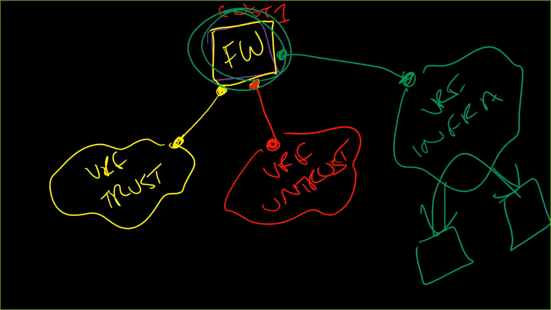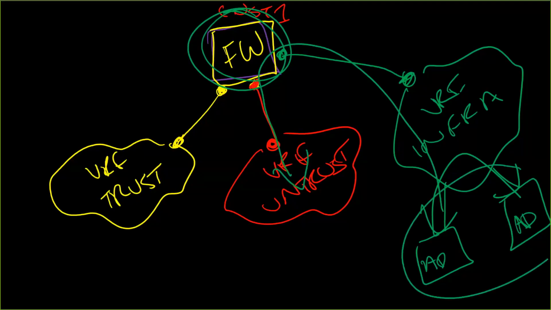But if this was an AD server and this was an AD server, and they both needed to talk to something in the DMZ, then that would be a group of servers that were to talk to maybe one server in the untrusted zone, if that makes sense. So my recommendation is that don't put your interfaces on the firewall.